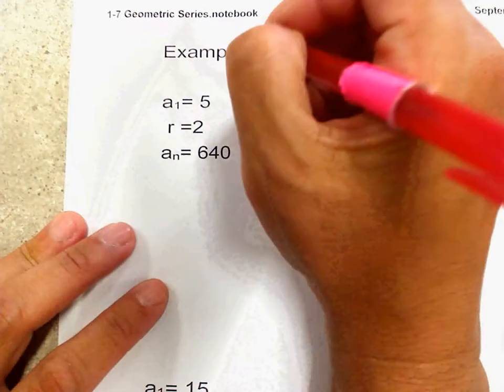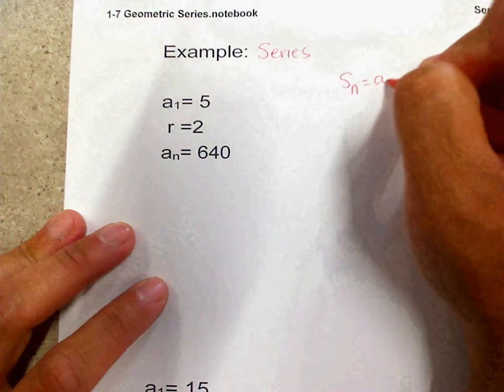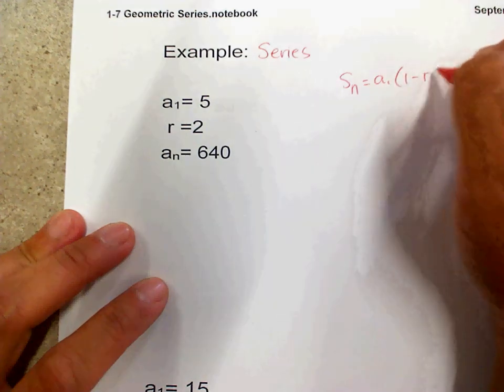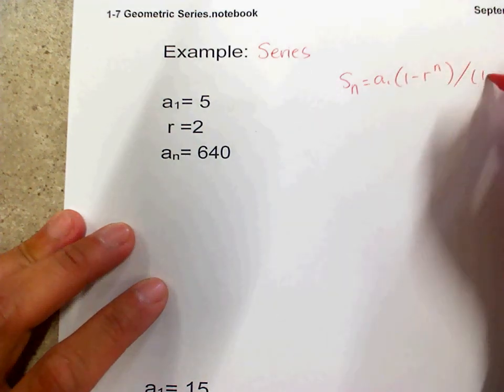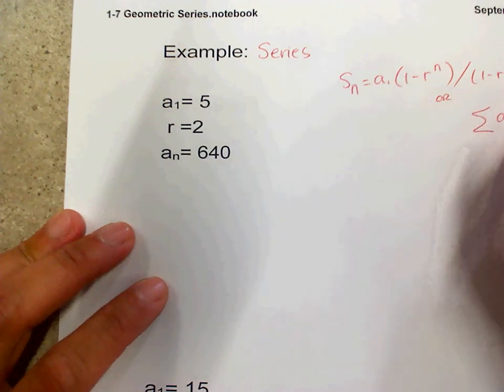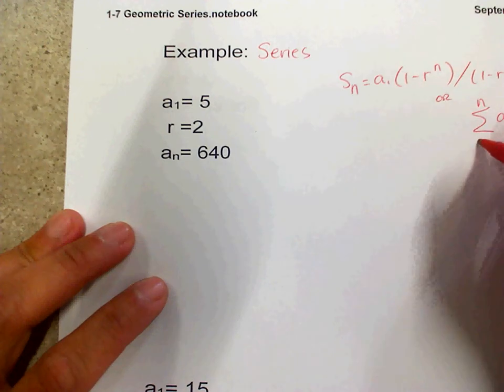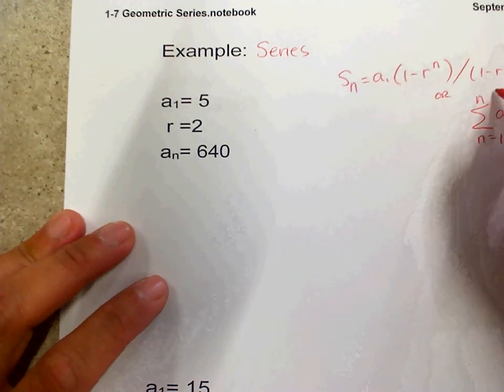If I were to use this formula, 1 minus r raised to the n divided by 1 minus r, or even if I use a sigma, I need to know that n right there. Is that correct? I don't have it, so I have to use this calculator.